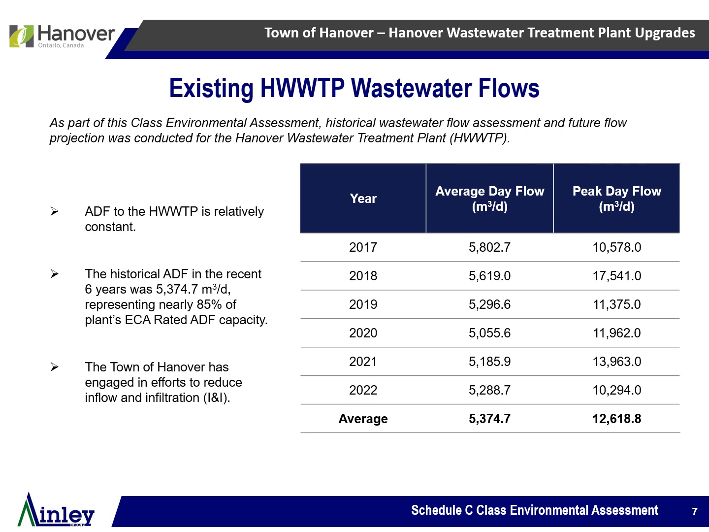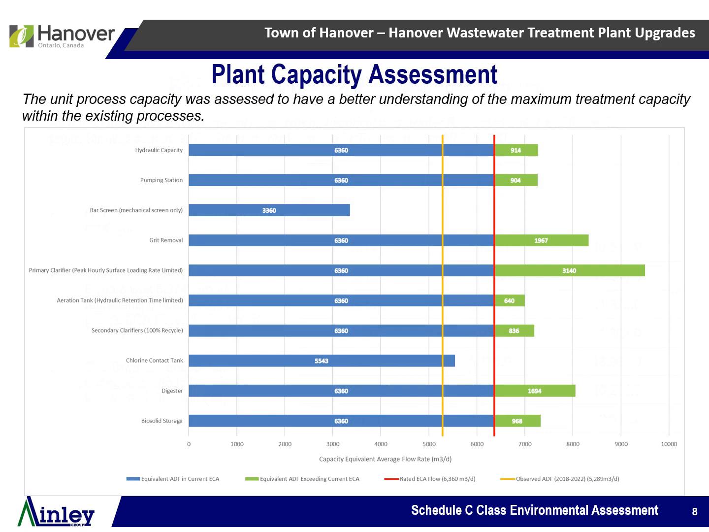The 5-year average flow to the plant is 5,374.7 cubic meters per day. Peak day flows are generally 2 to 3 times the average day flow and remain within the hydraulic capacity of the plant. The chart presented here shows the existing capacity of each unit process at the plant in equivalent terms for average day flow. Available capacity exceeding the current ECA rating is shown in green.